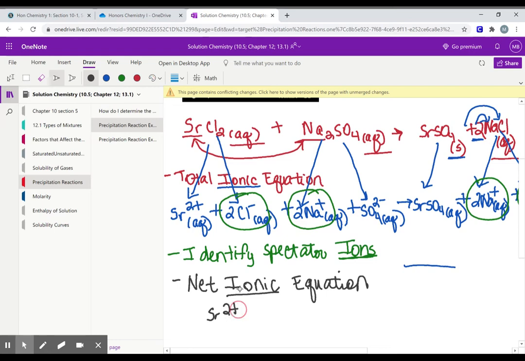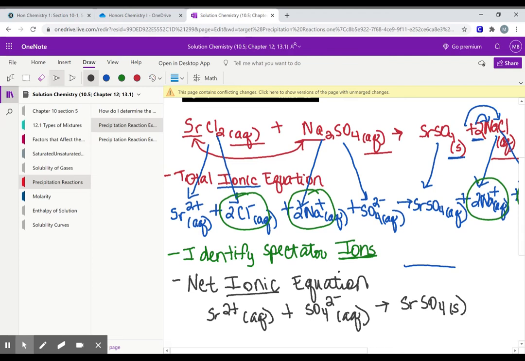So we're just going to copy it. So I have strontium plus 2, aqueous. I have sulfate with a -2 charge, aqueous. And this produces strontium sulfate, which is my precipitate. And then again, once you've copied all of the species into your net ionic equation, it should be balanced. So again, if it's not, this is a hint that you've made an error somewhere, possibly in going from your balanced to your total ionic equation. So go back and double check your work.